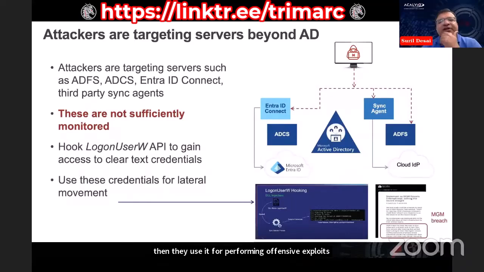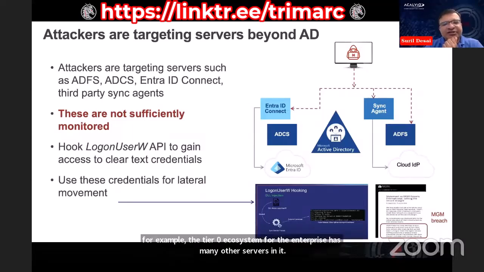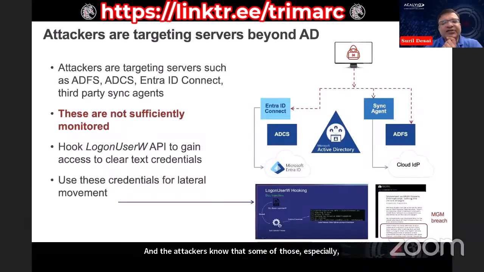We'll take an example of a different gap, which is that attackers are now targeting servers beyond Active Directory. For example, the tier 0 ecosystem for the enterprise has many other servers in it, whether it be Active Directory Federation Services, certificate services, Entra ID Connect, third-party sync agents. Many of these are there. And the attackers know that some of those, especially a third-party sync agent, is a third-party component provided by some other vendor, and so it's installed by the enterprise.